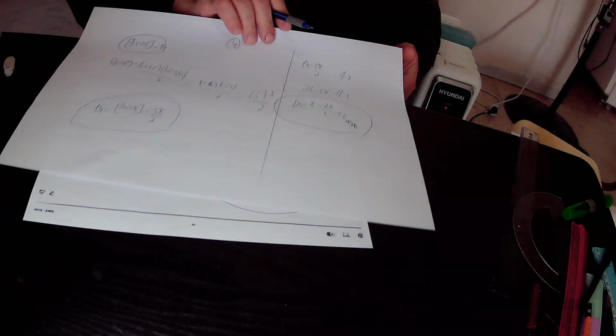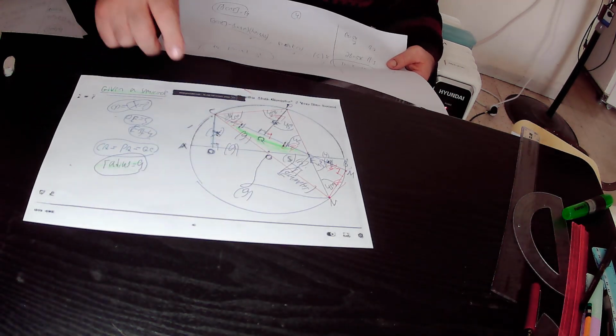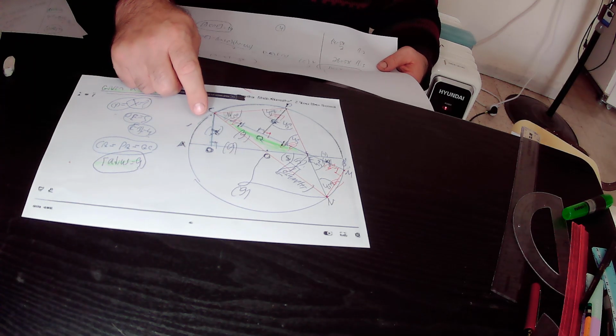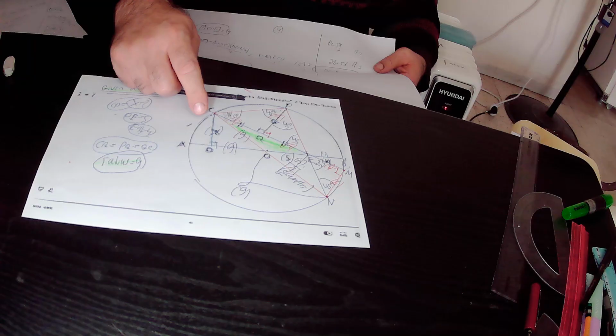So in total we found out that the length of line segment CD is equal to x is equal to 28 over 5 units in length, or in terms of numbers, the length of line segment CD is equal to x is equal to 5.6 units in length.